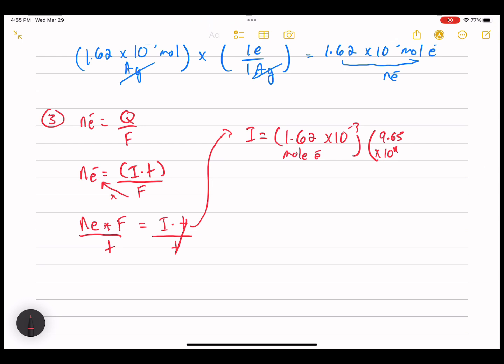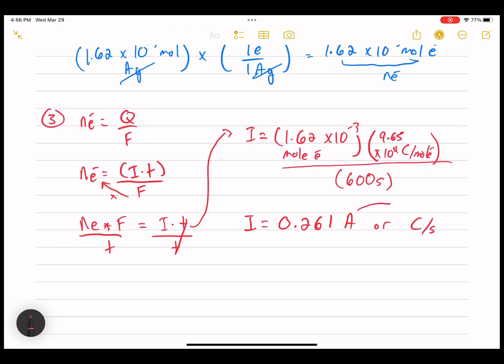Actually, that'll be divided by, we're going to plug in Faraday's constant first, so that's 9.65 times 10 to the 4 charges per mole. And then we're dividing by 600 seconds. So not multiplying, but dividing by 600 seconds. And when you plug this in your calculator, you should be getting about 0.261 amps. And remember, when you're using numbers with scientific notation, please put the brackets. Most calculators get confused. You could write it in amps or in charges per second. A charge per second is an amp or an ampere. So that is the unit of current.